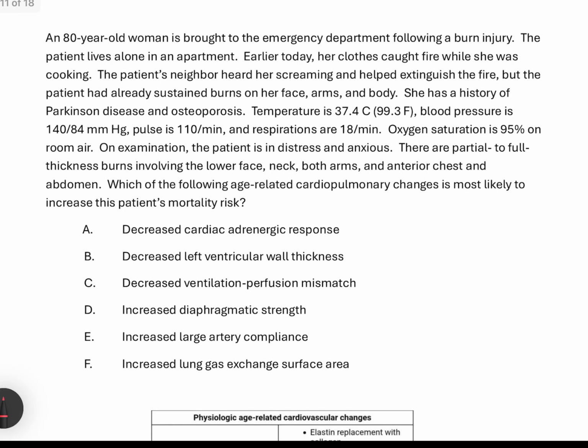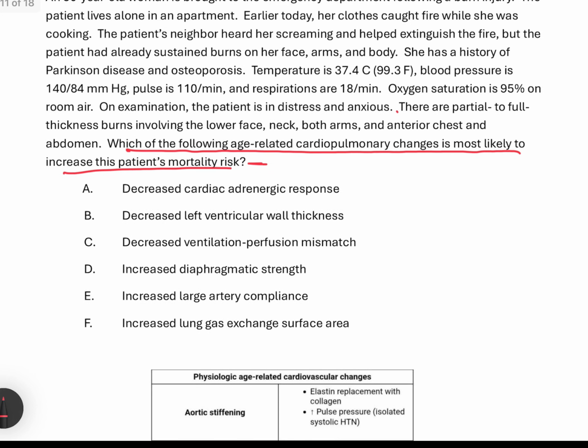Next, we are going to use the same technique. We have to read our last statement, then we will move to our second last, and you will go from the start if you did not get the question. Which of the following age-related cardiopulmonary changes is most likely to increase this patient's mortality risk? They are saying, which of the age-related cardiopulmonary changes is more likely to increase the patient's mortality risk?